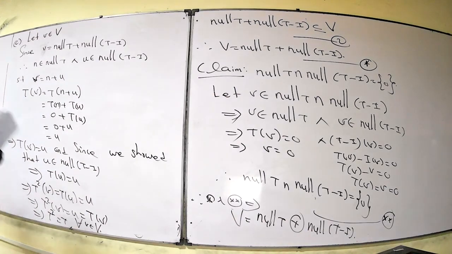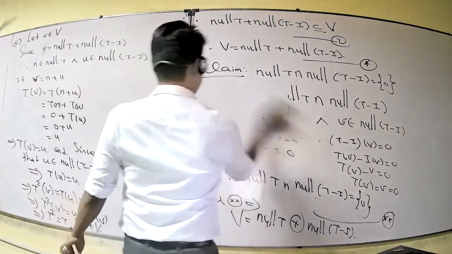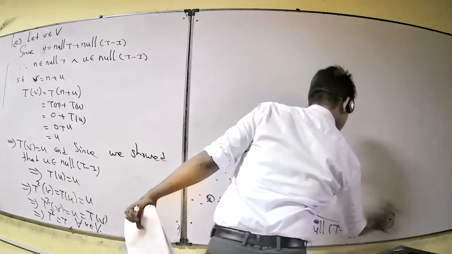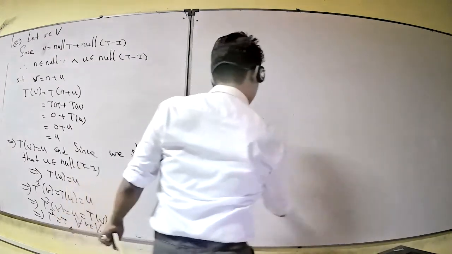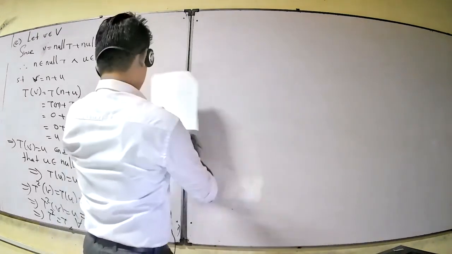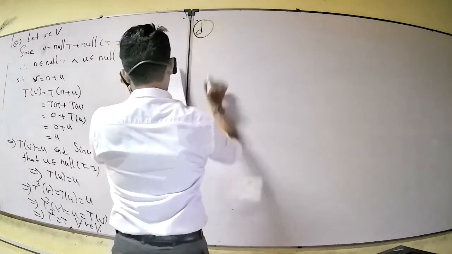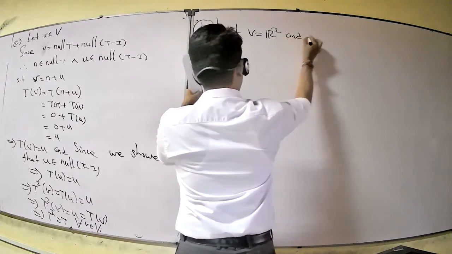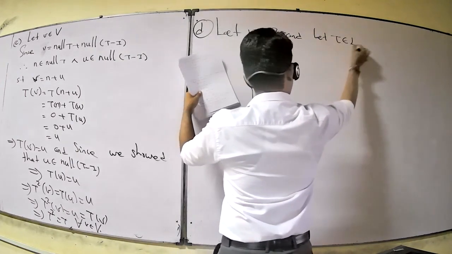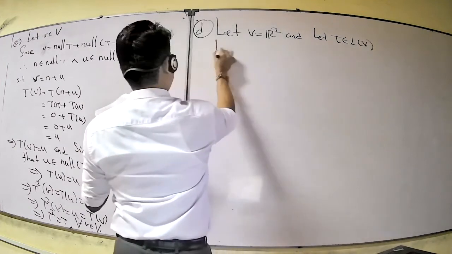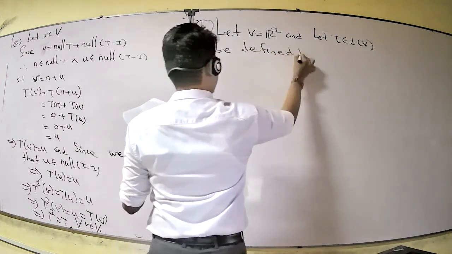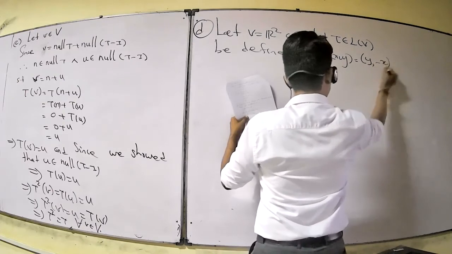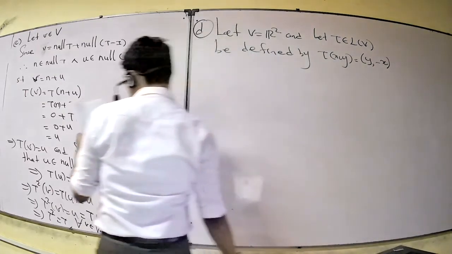Now your D part. Here also you take B equal to R squared, you want to give the example. Let T be a linear mapping from B to V defined by T of x comma y equals y comma minus x. Now you want to show that T squared equals minus I.